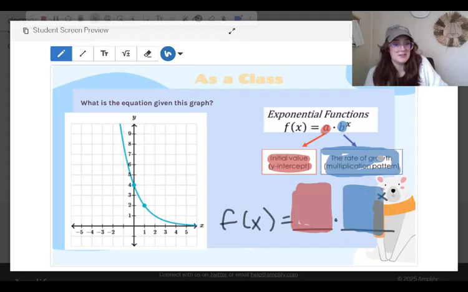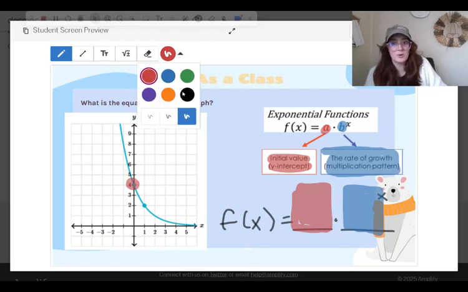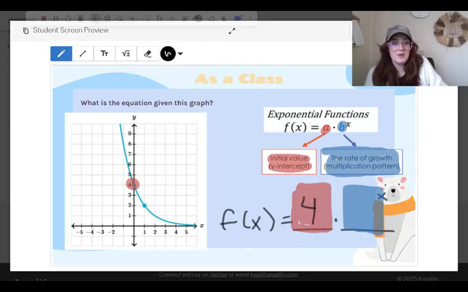How would we find this? The a value is super easy, super simple on a graph because it's our y-intercept. So we see the y-axis. We're seeing where that graph is intercepting, crossing over the y-axis, and it's going to be here at 4. So 4.